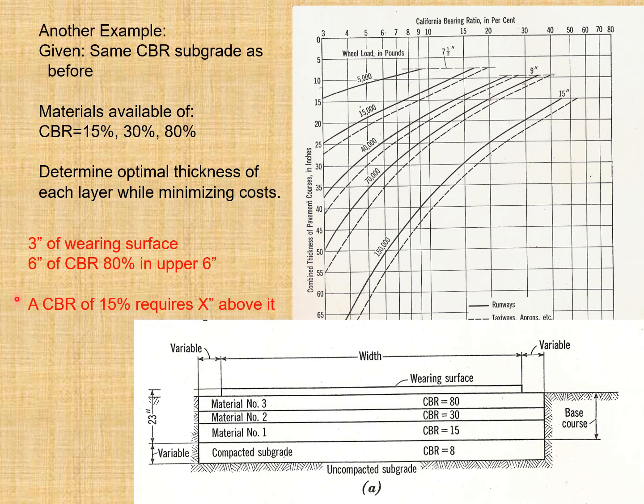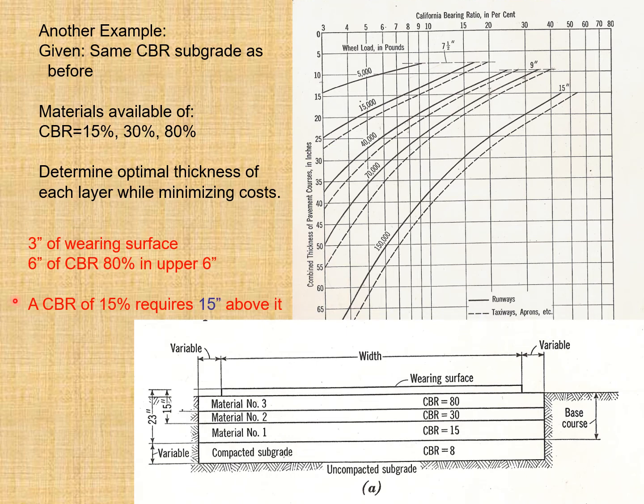Now look at this. A CBR of 15% requires X inches above it. How can you get it? A CBR of 15% requires 15 inches above it. You can see here the CBR value of 15, you are over here, and considering this 15 CBR, just move like this, so you are here, that is the curve of 40,000 pound wheel load, and corresponding to that you have this value of 15 inches. So it means a CBR of 15% requires 15 inches above it.